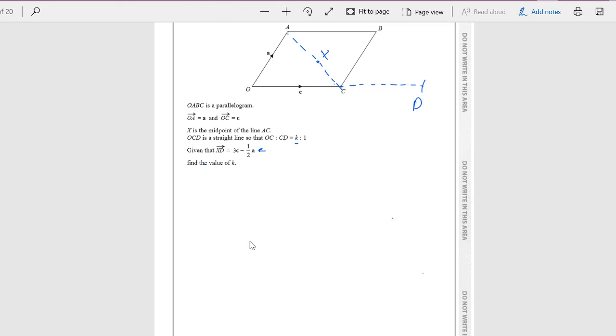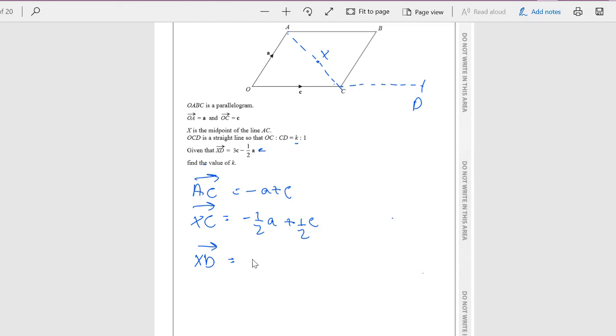So the first thing that we need to do is appreciate that the vector AC equals minus A plus C. So minus A plus C. Then we have XC, which equals minus half A plus half C. Because remember, this is the midway point of AC, so you have minus half A, and then plus half C.